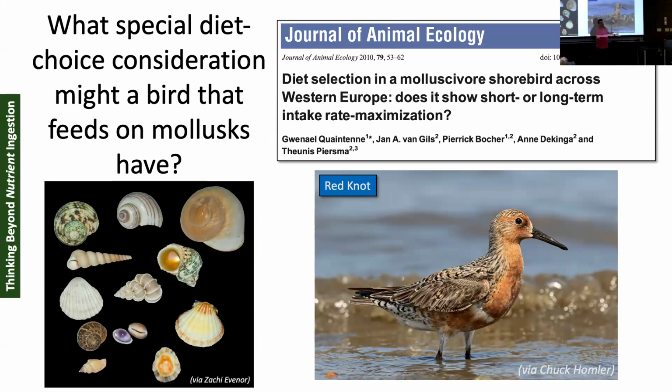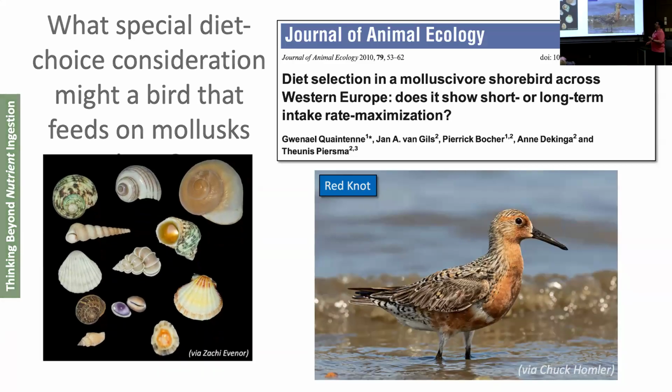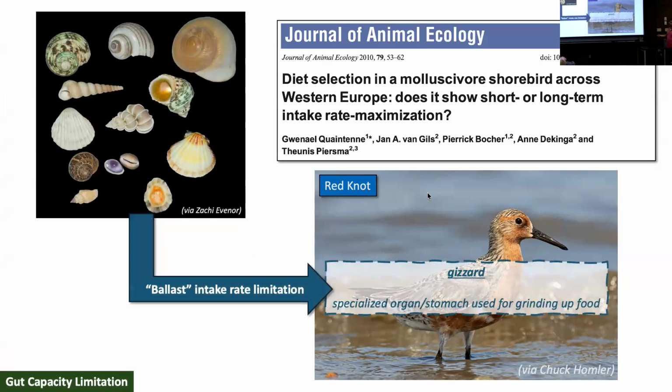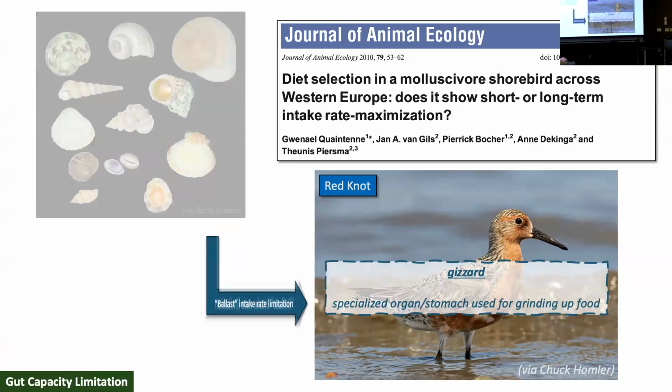No, you don't have the guts for it, literally. They do have guts for it, but it's a limited capacity. So they have a gizzard, and that gizzard helps them process all of this shell, so that they eat the whole thing, and then the gizzard breaks down the shell, and that helps them extract the meat that they end up needing. But that gizzard is a small piece of machinery, and it has an intake rate that can be used up. And when it's used up, they can't eat any more of these things.